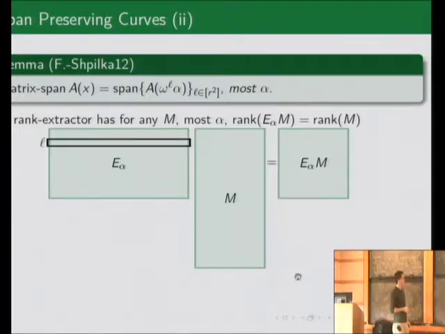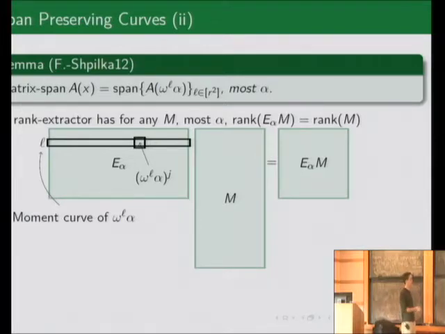And the way Amir and I did it, just a small parameter improvement, is that this row here will be the moment curve of omega to the L alpha, which means that in the jth column, you have omega to the L alpha all to the j. So that fully defines the matrix, where L goes from 1 to whatever.